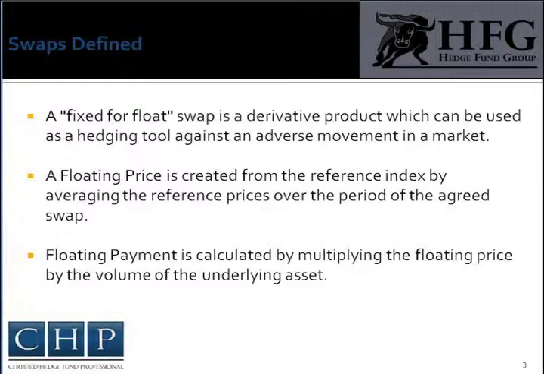Similar to a future or a stock, there's a buyer and a seller of a fixed for float swap. One party will pay a fixed price, similar to buying Apple stock at say $600, while the counterparty will receive the fixed price and pay a floating price, the index which we mentioned.